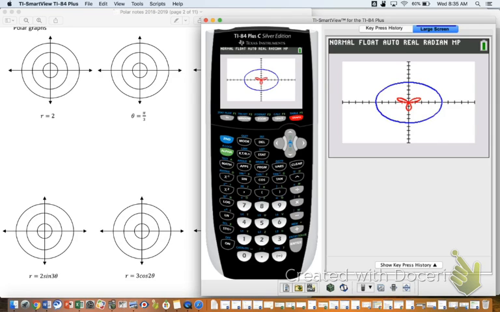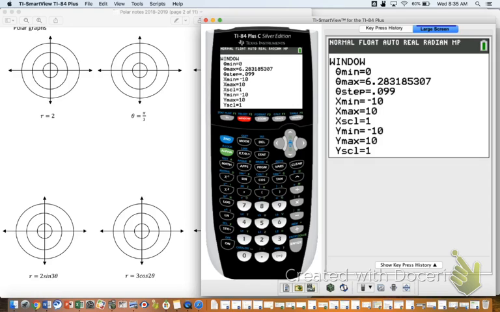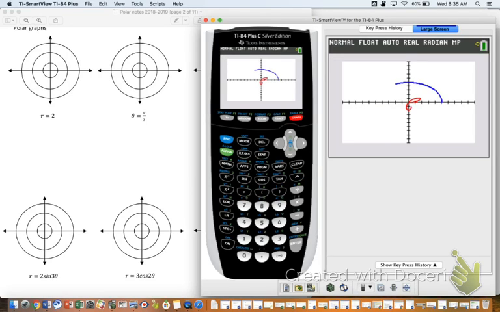So check this out. If I went back here and I took my theta min in my window, and made my theta min 0, can you see how theta max is 2 pi? What if I just made theta max pi? Watch what happens here. We get half the circle, but we get the whole rose, don't we? So some of these graphs, their domain is going to be 0 to 2 pi. Others are going to be 0 to pi. It's going to be important that we recognize what goes with what. Okay? We'll explore that next time.